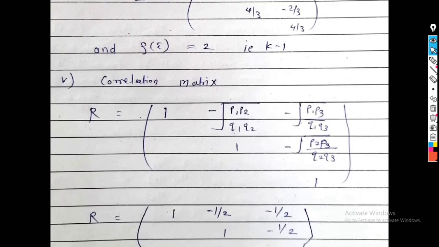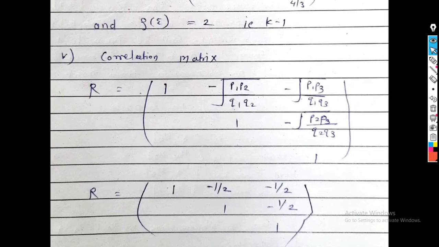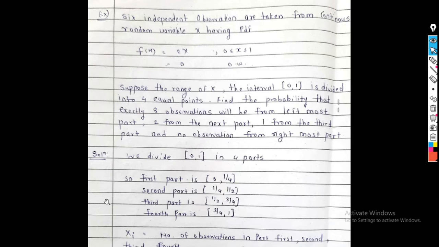Similarly, we can calculate the correlation matrix, which we derived in the last video, and which is denoted this way, that is 1, minus square root of p1 p2 divided by q1 q2. You know the values of p1, p2, q1, q2, so after putting these values in these formulas, we get the correlation matrix, which is 1, minus 1 half, minus 1 half. This is also a symmetric matrix. So Rij is equal to Rji. So we can calculate the correlation matrix this way.